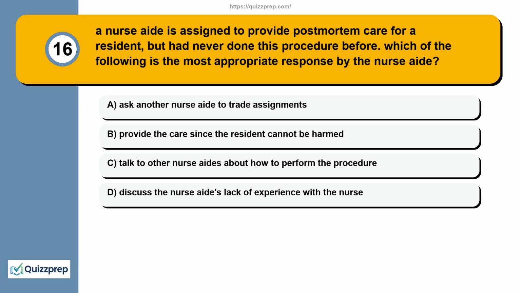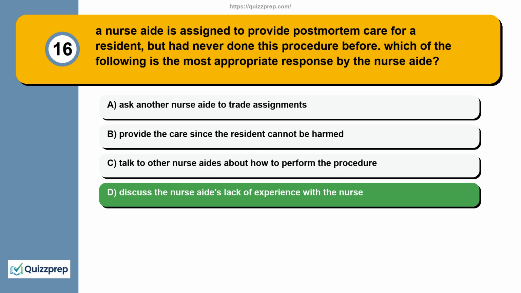Question 16. A nurse aide is assigned to provide post-mortem care for a resident, but had never done this procedure before. Which of the following is the most appropriate response by the nurse aide? Option A, ask another nurse aide to trade assignments. Option B, provide the care since the resident cannot be harmed. Option C, talk to other nurse aides about how to perform the procedure. Option D, discuss the nurse aide's lack of experience with the nurse. The correct answer is option D, discuss the nurse aide's lack of experience with the nurse.